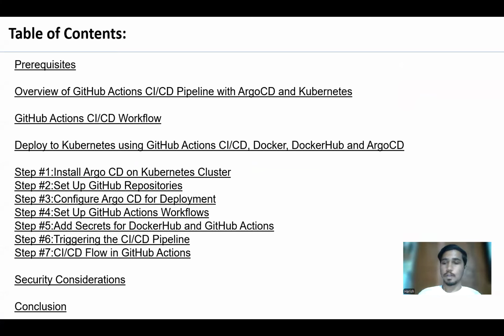These are the things which we are going to discuss. First is the prerequisites. Next, an overview of GitHub Actions, CI/CD pipeline with ArgoCD and Kubernetes. After that, we'll discuss the GitHub Actions CI/CD workflow, and then we will deploy to Kubernetes using GitHub Actions CI/CD, Docker, DockerHub, and ArgoCD. These are the steps for that, and then security considerations, and then the conclusion.